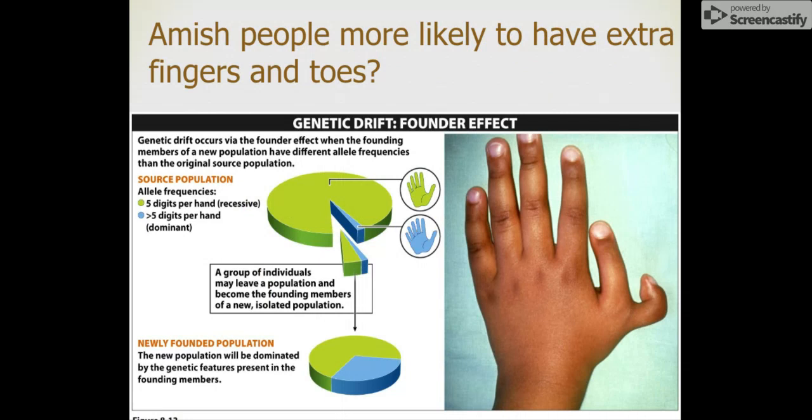Okay. We see the same thing with polydactyly, extra digits, where the individuals founding these various Amish communities had polydactyly, and so their children are more likely to have it as well.